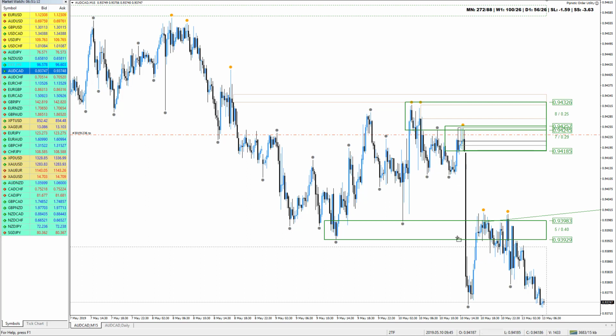See what happens when price. I mean, this one has been tested once, twice. On the third time, price cut through it as expected. This one is untested, so this one is still good to go. This one here.